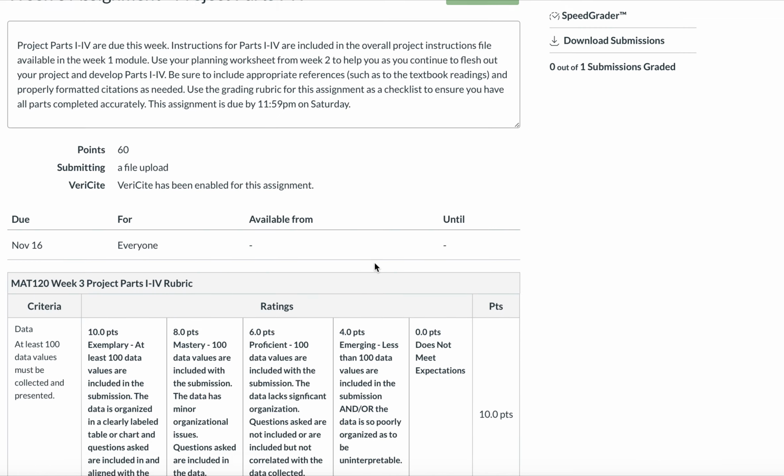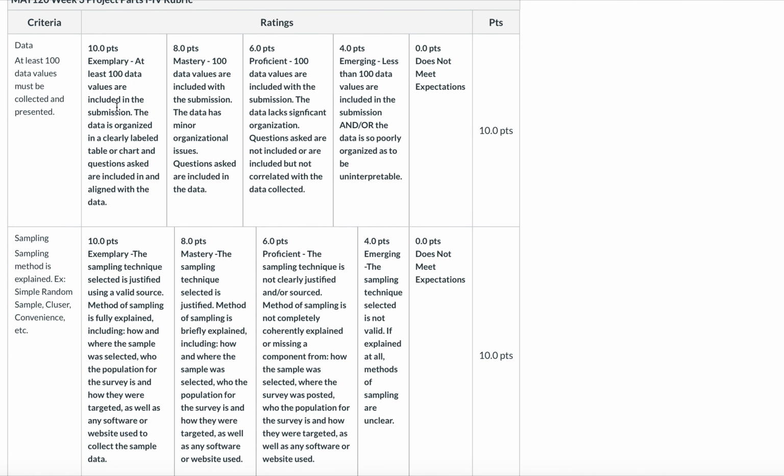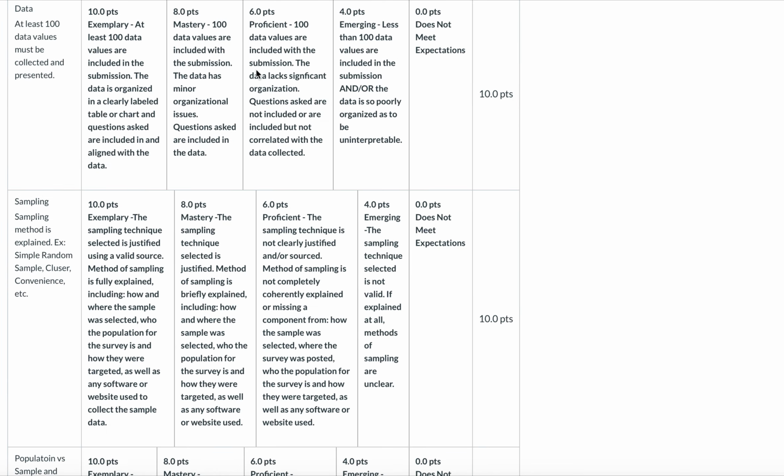Now we're going to briefly take a look at the rubric. So here is the rubric. You have to have your 100 data values to get your 10 points. If you don't have those data values, you're going to automatically have less than that. And it's going to also be rated on submission. So if you have less than 100 data values, that's 4 points versus 10.